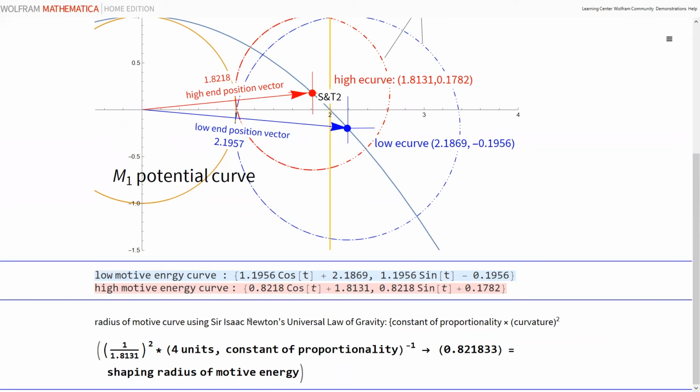Radius of the motive curve using Sir Isaac Newton's universal law of gravity: event radius 1.8131. Square it. Multiply it times the curve space constant of proportionality, which is the lattice spectrum chord of the system. Now this is a curvature term, so you have to invert it, and it will return 0.8218, the shaping radius of motive energy.